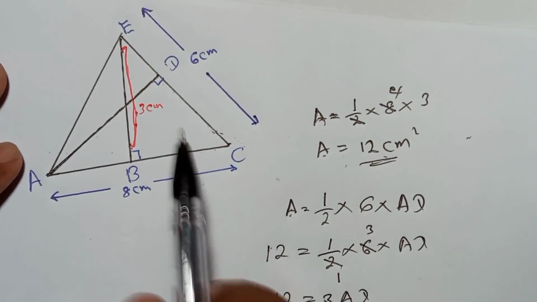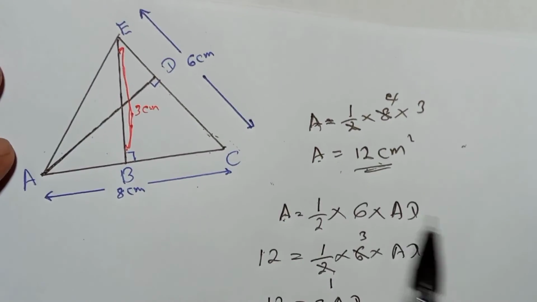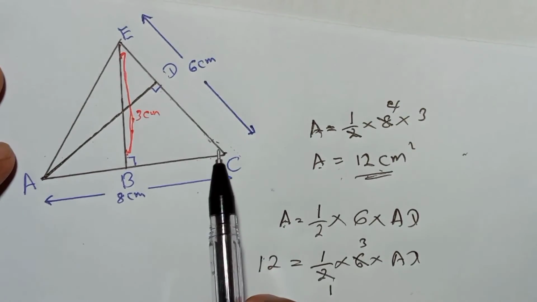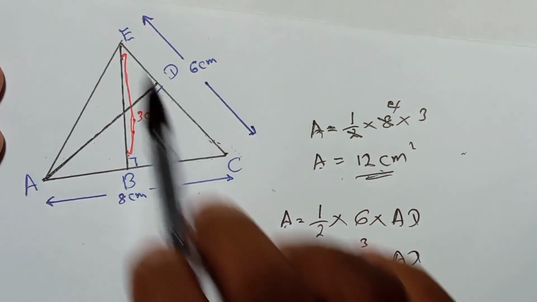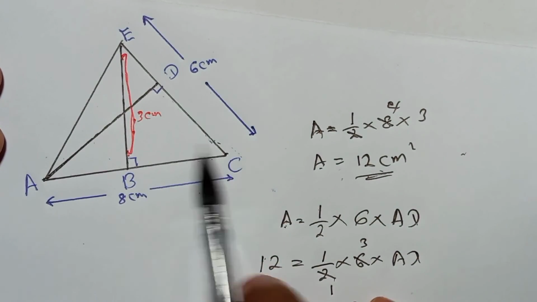Try to understand, because we used it this way: the area of the same triangle will be the same, whatever side you use as base, it doesn't matter.